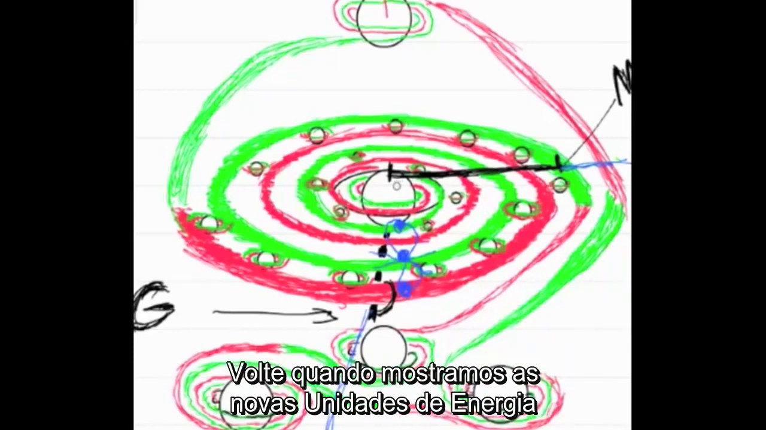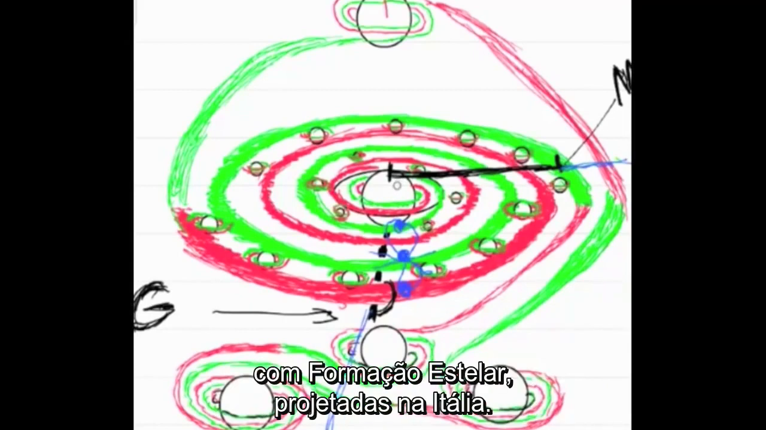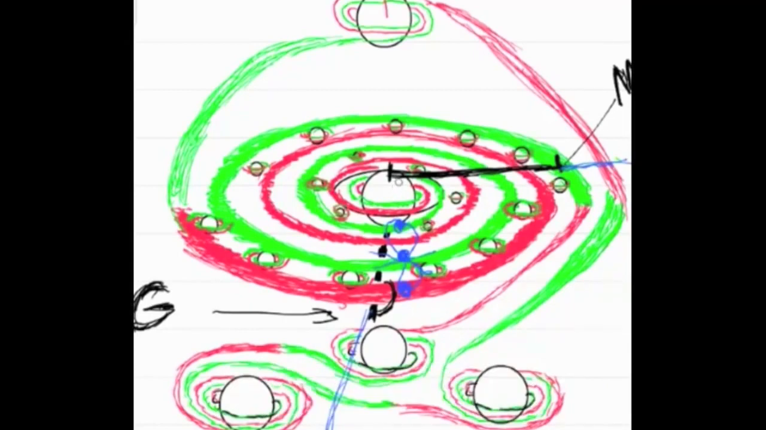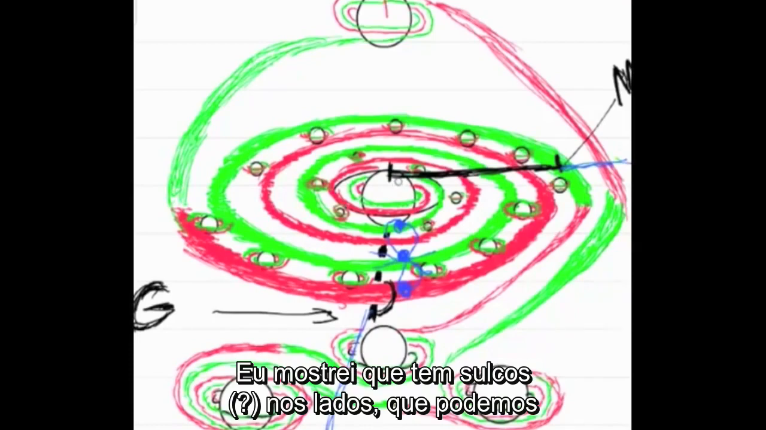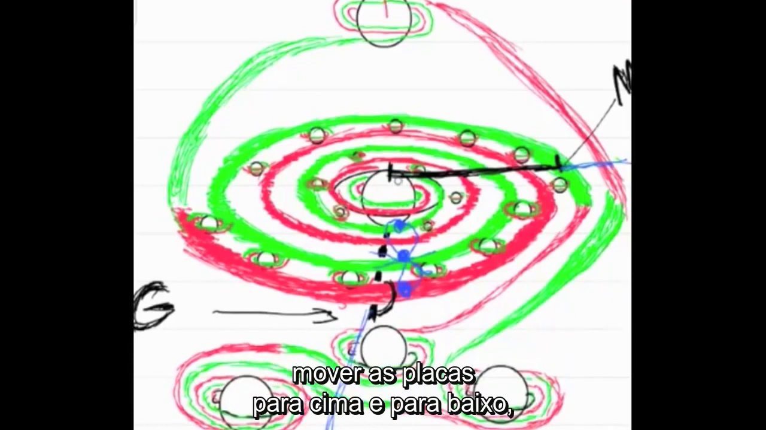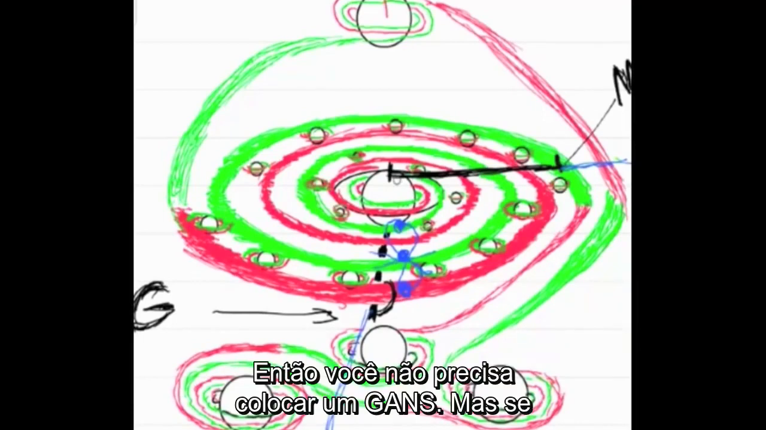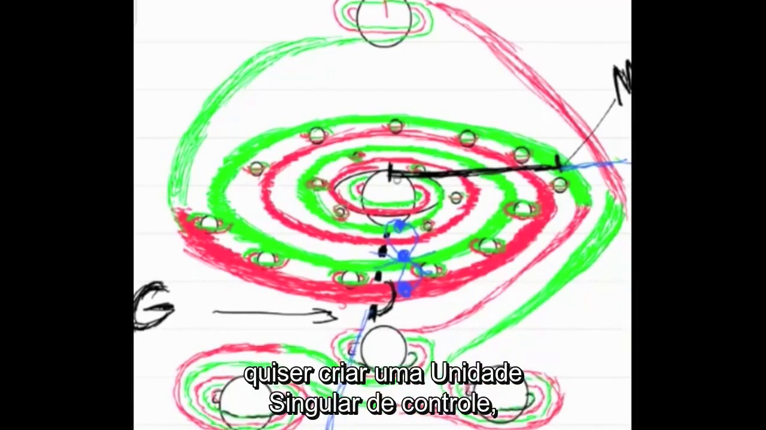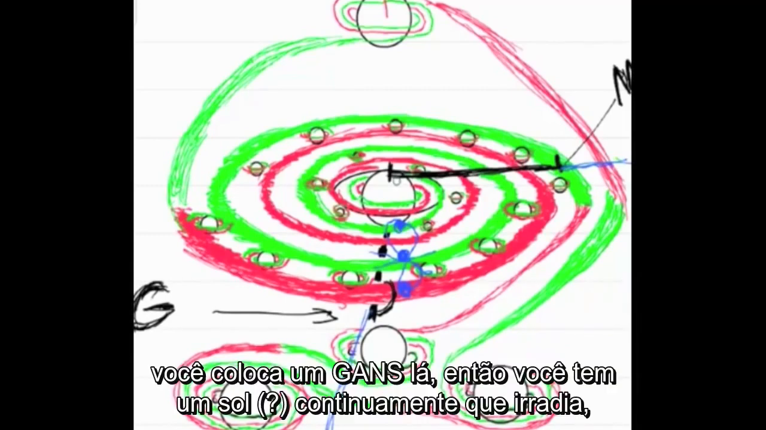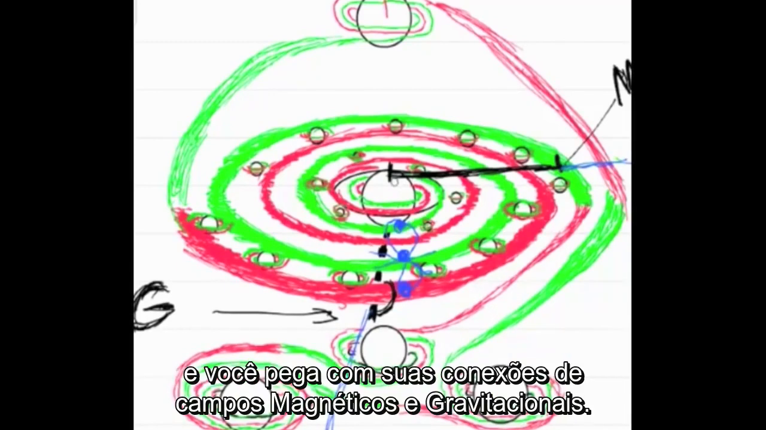Go back to when we showed the new star formation energy units designed in Italy. I showed you the grooves on the side so that we can move the plate up and down. Yeah, I remember. This is for our purpose. Then you don't need to put a GANs. But if you want to create a single energy unit control, you put a GANs in there, so you have continuously a sun which radiates, and you pick it up by your gravitational magnetic field connections.